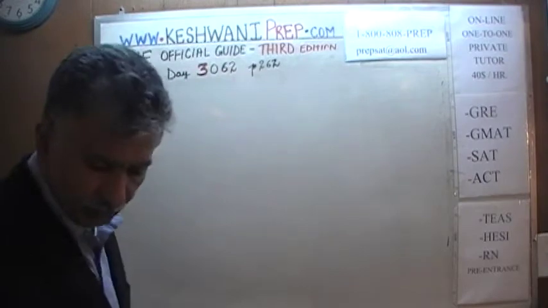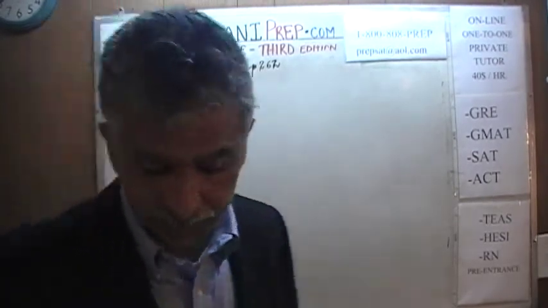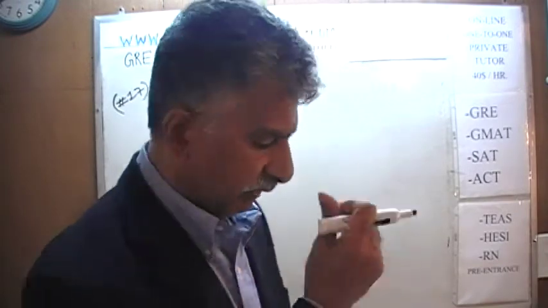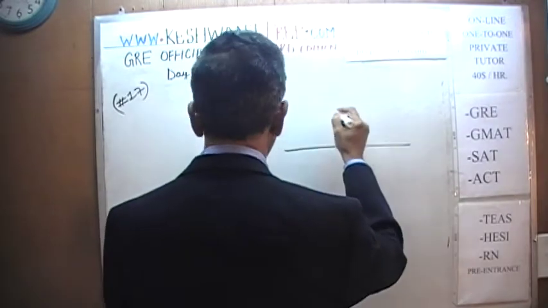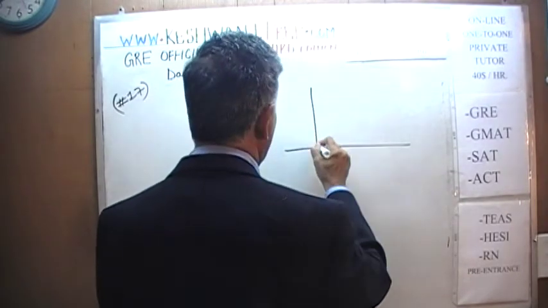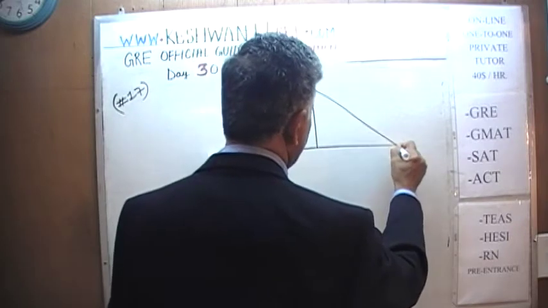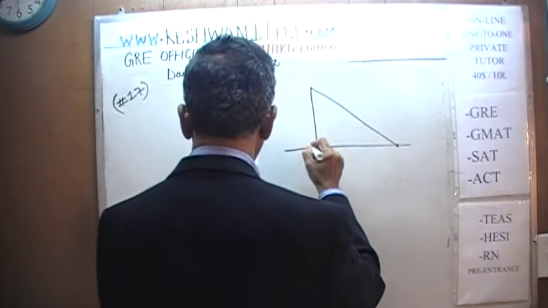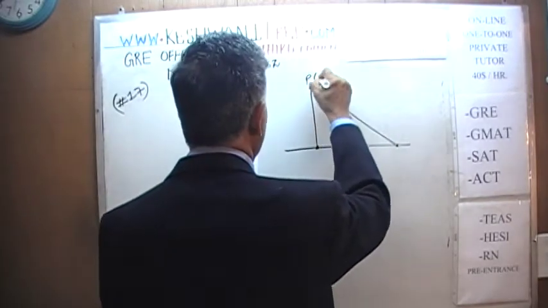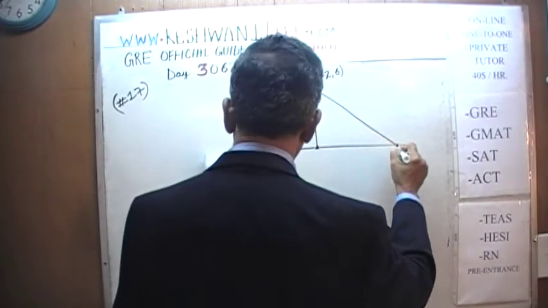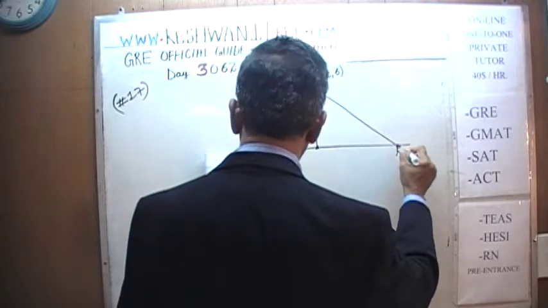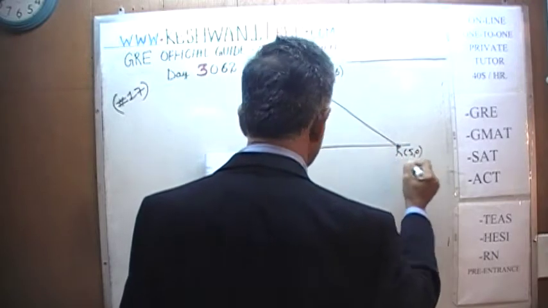Problem number 17 is located at the very bottom of page number 262, and the picture that goes with it is actually on the top of the next page, on page 263. So I'm going to reproduce the picture. It looks something like this. We are given a triangle PQR. P, and we are told the coordinates are negative 2 and 6. R, we are told the coordinates of R are 5 and 0.